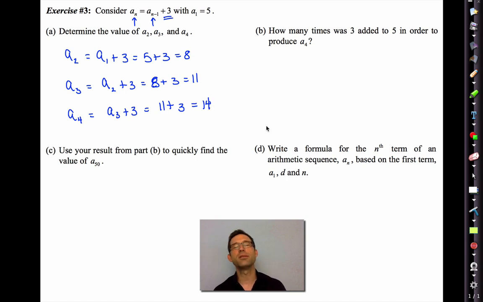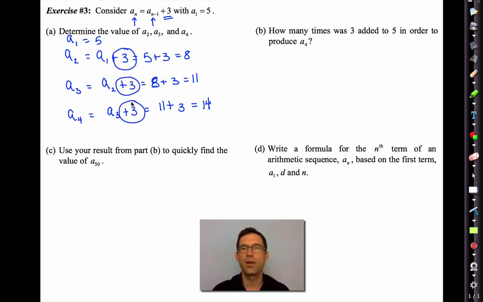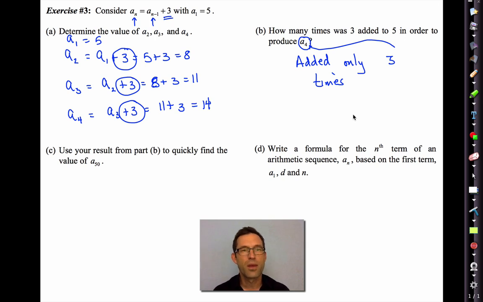Now, letter B is amazingly important. It says how many times was 3 added to 5 in order to produce a4? So, a1 was 5. And we added 3 here, and we added 3 here, and we added 3 here. So it was added only 3 times. To get to the fourth term, we added only 3 times.